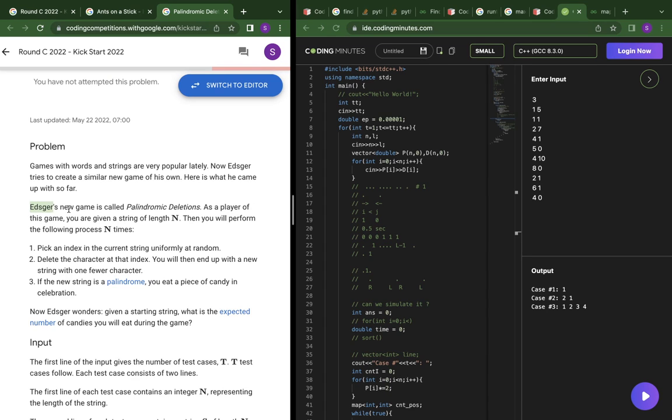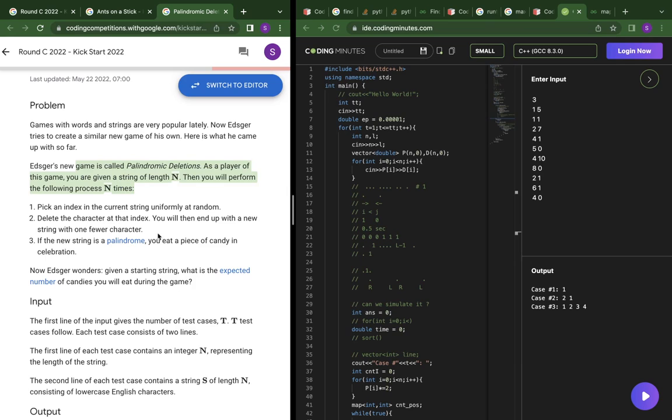Edgar's new game is called Paranormal Deletions. As a player of this game, you are given a string of length n. You will perform the following process n times. Pick an index in the current string uniformly at random. Delete the character at that index.